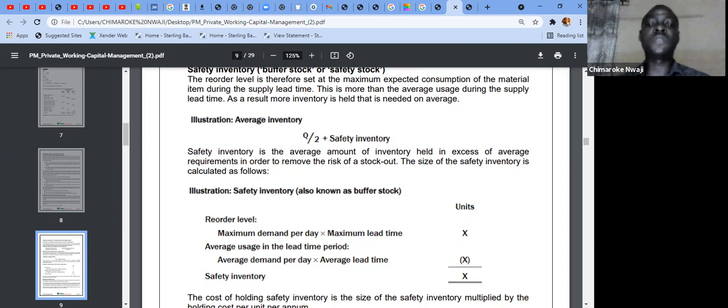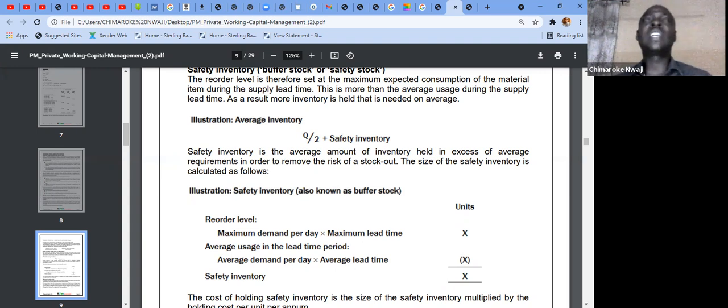So it means that if you want to know your safety inventory, look at your reorder level. We said your reorder level uses the maximum demand per day with the maximum lead time, because it's uncertain. You don't know how your customer will be depleting your products. I don't know when the next order will come. So you use your maximum demand from the customer plus the maximum supply time from your suppliers to get your reorder level.